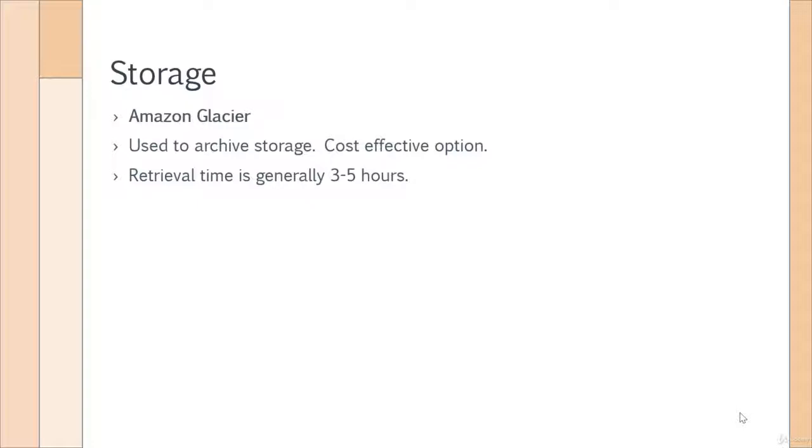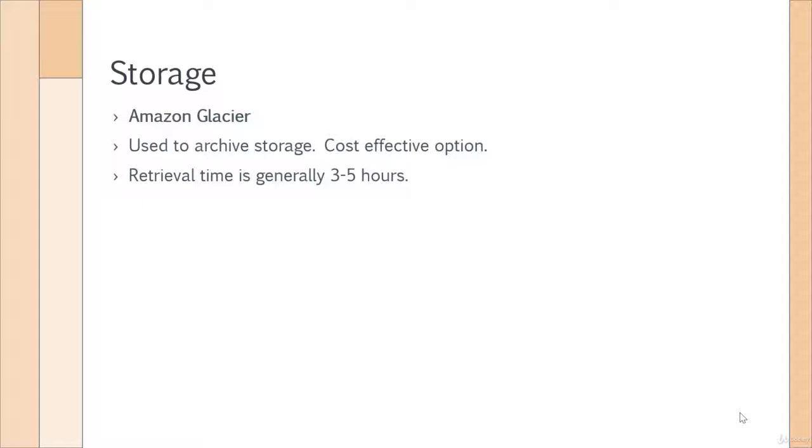So this is the catch when you actually have cold storage or archive storage. It is cost effective, but one key thing to note is that if you want to retrieve something back, it takes 3 to 5 hours. This is very important from an exam perspective. So if you have a question wherein it says that it's acceptable to download objects after maybe 3 or 5 hours, and you want a cost-effective option, then you can choose Amazon Glacier.